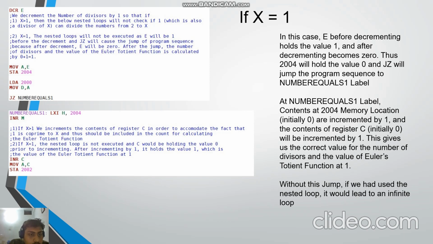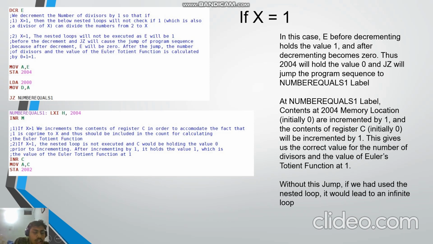So now, originally 2004 would be storing the value 0, right? Since the 2004 memory location would be storing the value 0, by incrementing m, we would increment it again to 1. Why would 2004 store the value 0? As you can see here, move a comma e, store accumulator 2004. Because of decrement e, it would store 0. So increment m would make the value at 2004 to be 1, that is equal to the number of divisors.